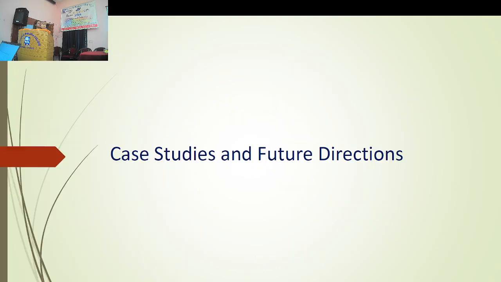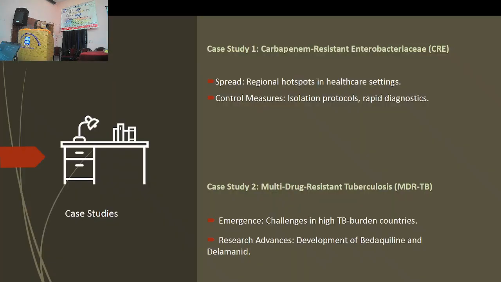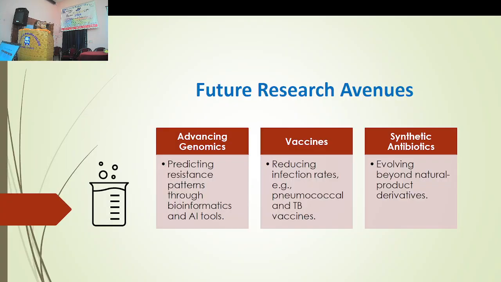Next. These are the case studies which I'm skipping. Next. Control measures have shown that in certain regions, if we utilize all these four policies, there is certain hope. So if we address the crisis now, still there is hope. Next. What are the future research avenues? One is genomics, predicting the resistance patterns through bioinformatics and AI tools.